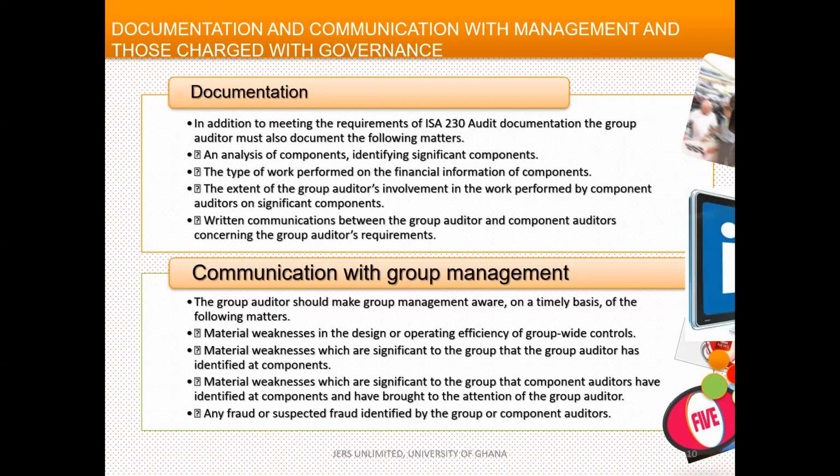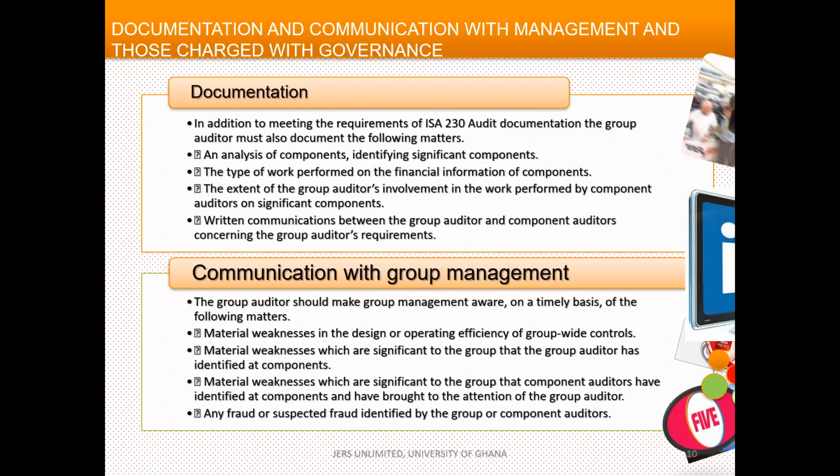Okay, let's talk about documentation and communication with management and those charged with governance. In addition to meeting the requirements of ISA 230, audit documentation, the group auditor must also document the following matters. Of course, if you're a group auditor, you have to document stuff about your components. You have to document the type of work performed on these components and the extent of the group auditor's involvement in the work. You also have to document the written communications. We talked about this, written communications.